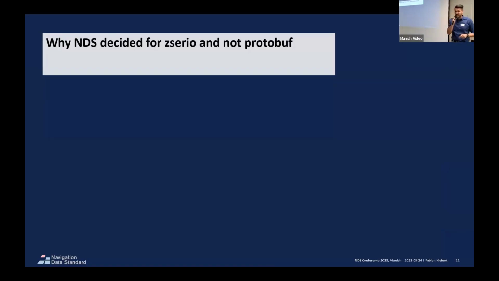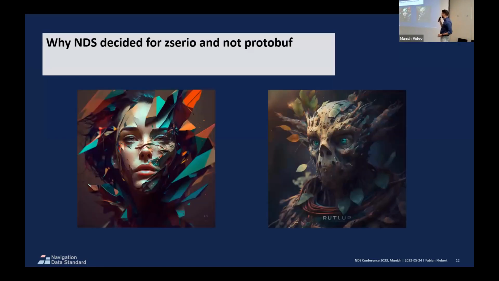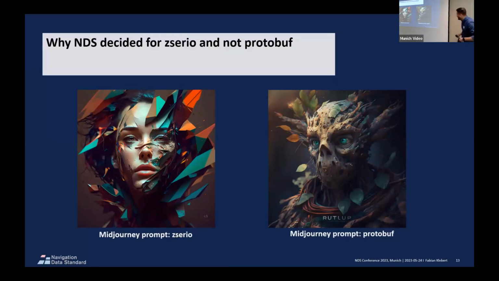But before we go into the details, you've seen us using a lot of generative AI. I think someone spotted that the images were also generated, right? They were generated with, I mean, everybody knows ChatGPT, but maybe some of you also know Midjourney, which is also an AI giving you images based on prompts. So why did NDS decide for Serio and Protobuf? I thought, okay, ask another AI. So this is generated stuff. One is Serio and the other one is Protobuf. Guess who is who? The prompt is Serio and Protobuf. Guess why we decided for Serio?